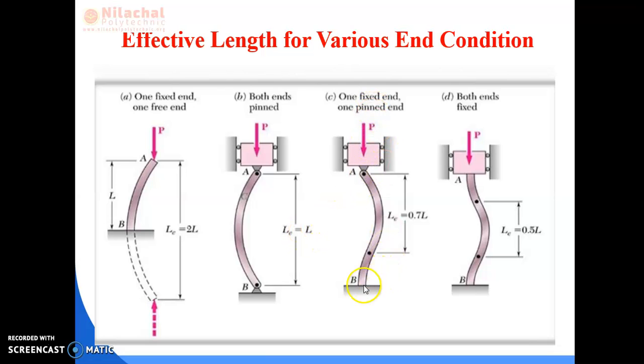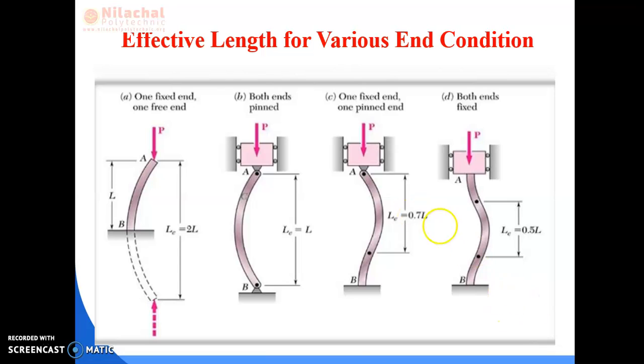Third, there is a column whose one end is fixed and the other end is pinned. A crippling load is applied at point A, due to which a bending takes place. At this point the bending of the column takes place, and that is the effective length of the column. So the effective length of the column is equal to 0.7 into L.